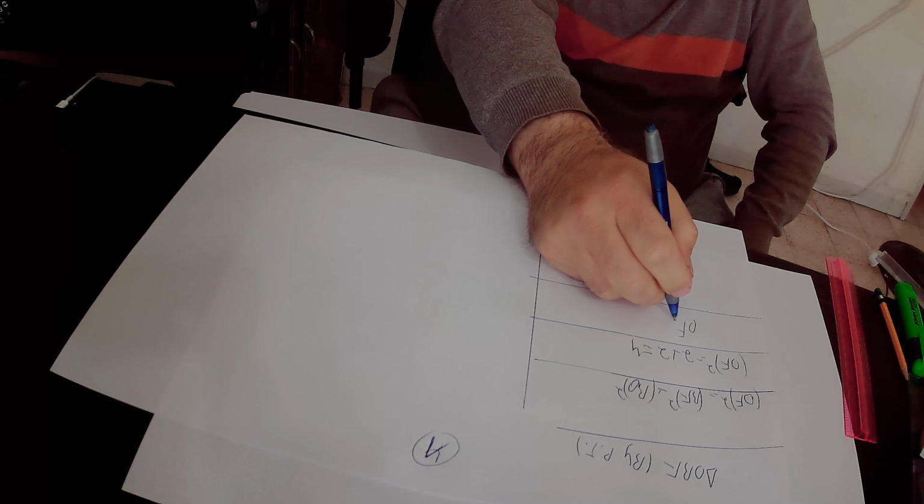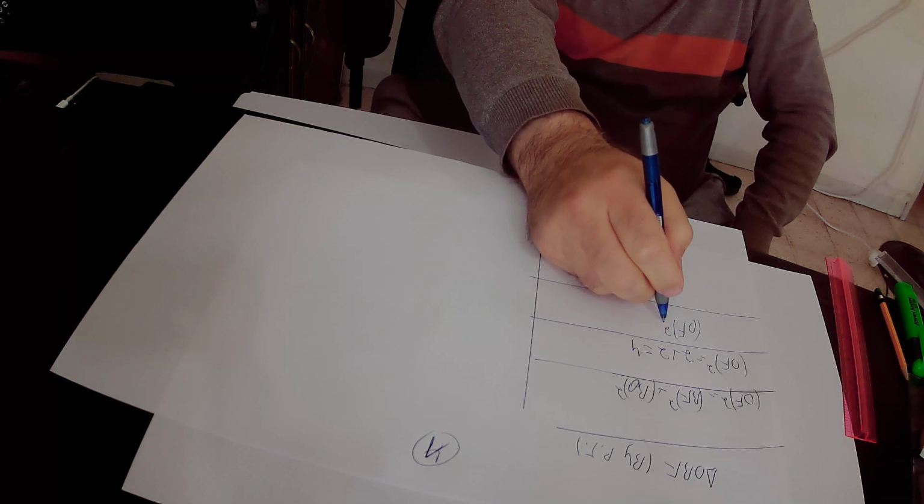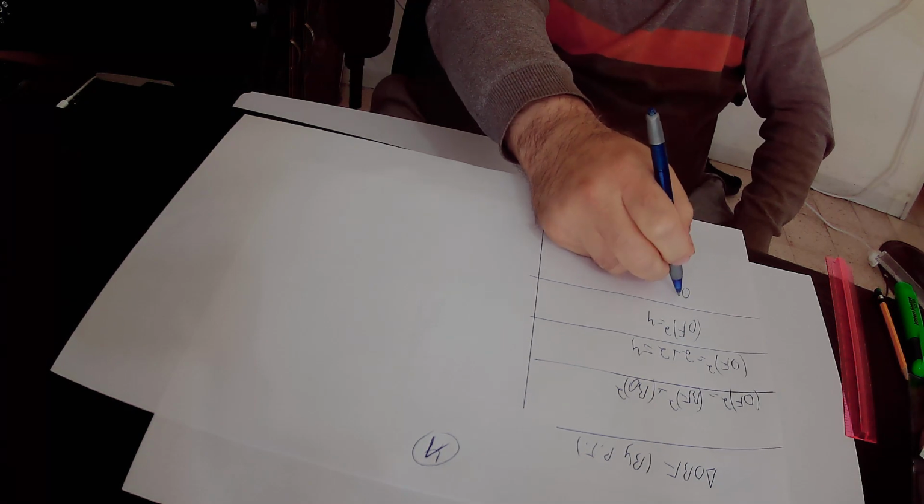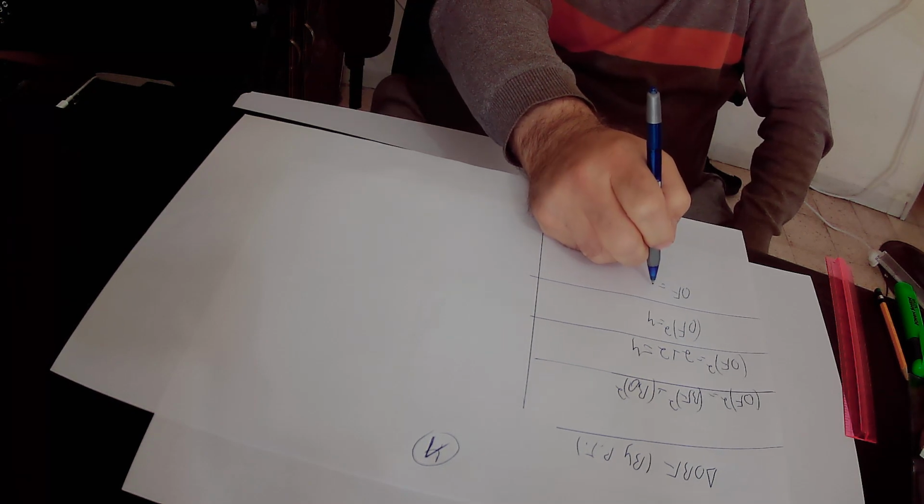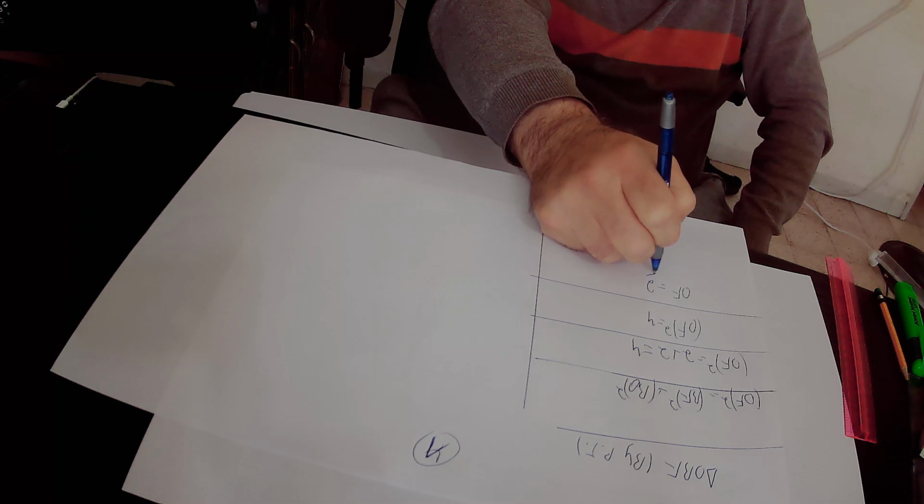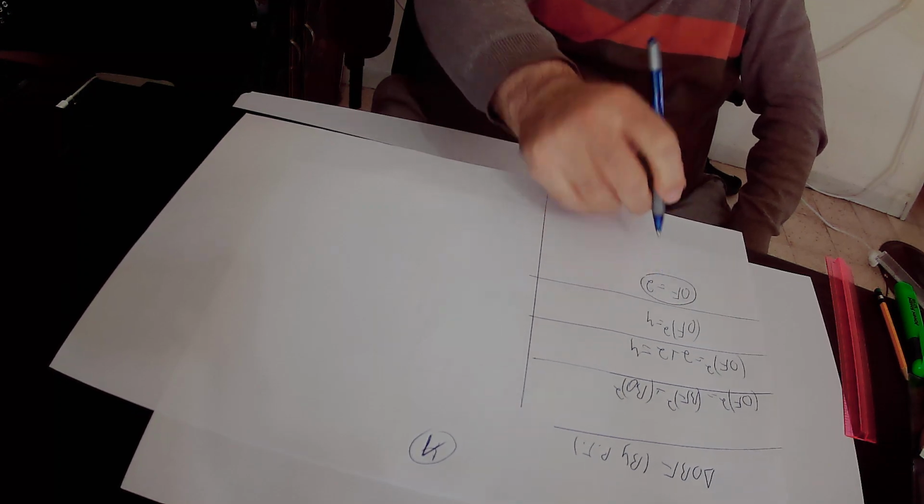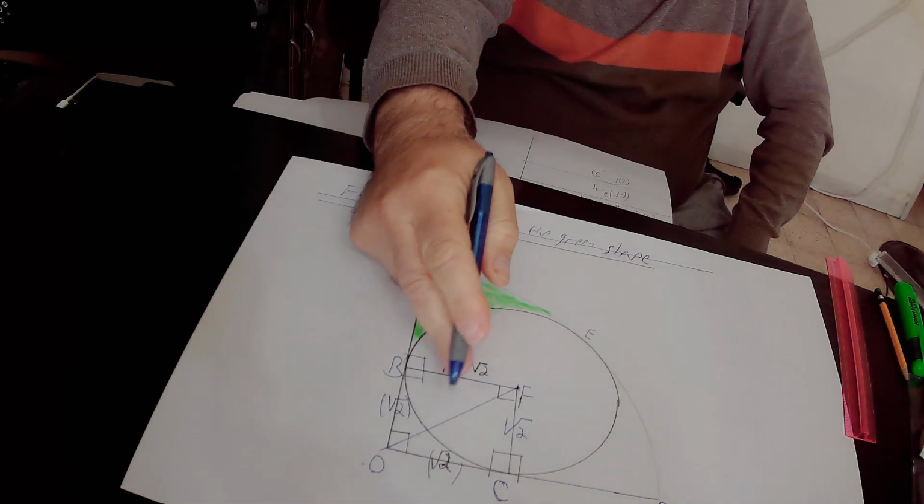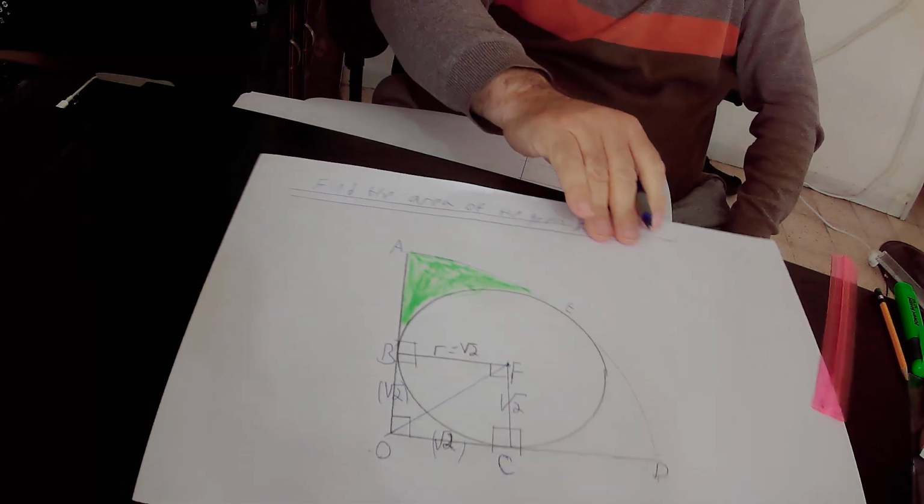OF square equals 4. Here we take a root out of this equation and finally we get that OF equals the square root of 4, that is 2. Here OF equals 2 units in its length.